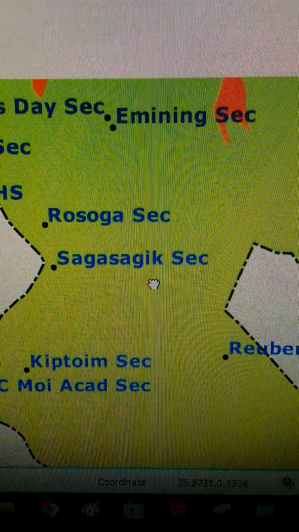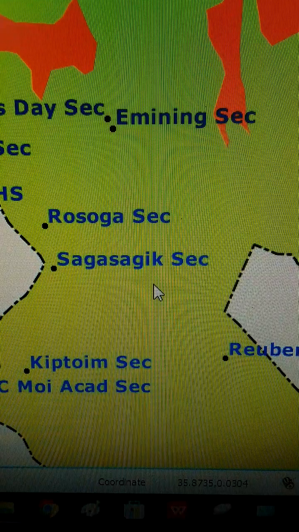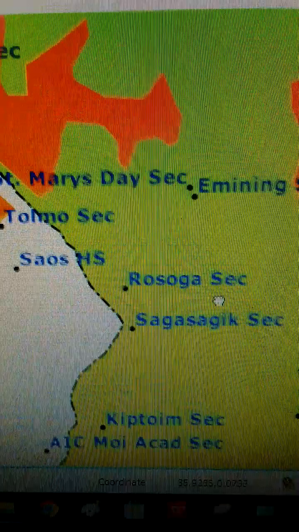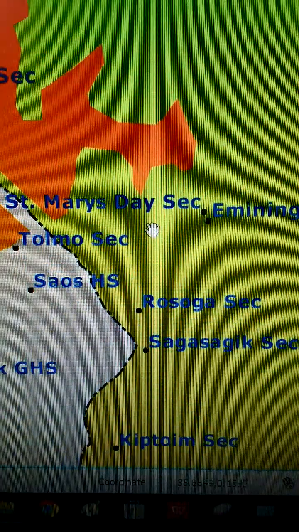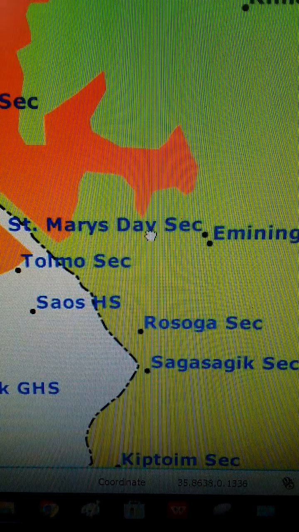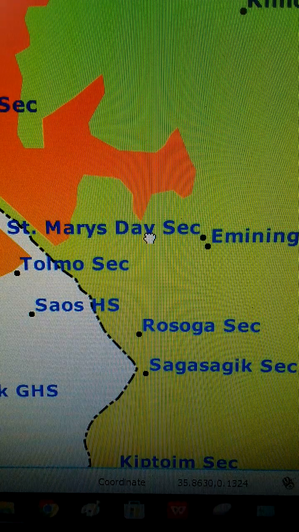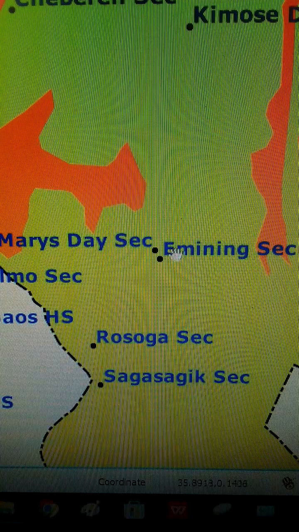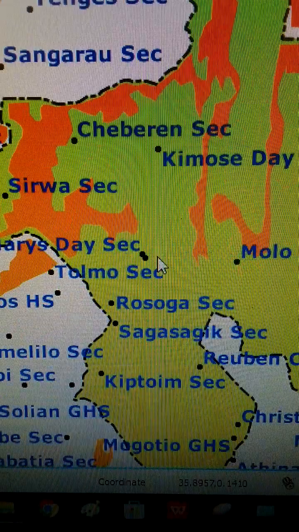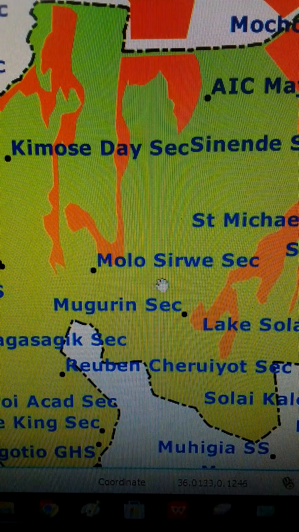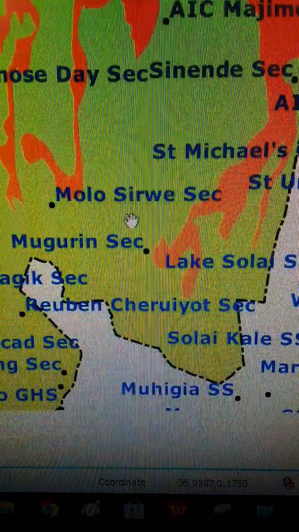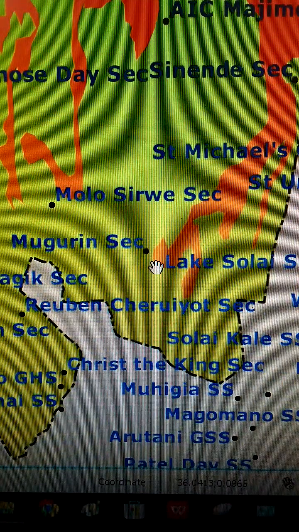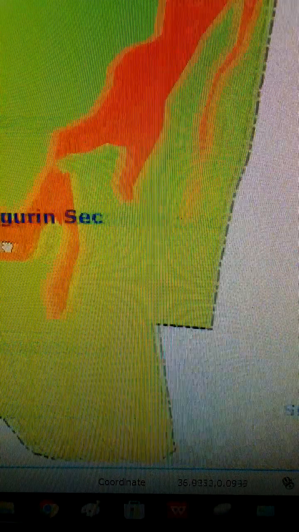Right. We have Sagik Secondary School, Rosoga Secondary School, and around this area we have St. Mary's Day Secondary School as well as Emining Secondary School. Let me zoom out to determine where to go. This is Molo Sirwe Secondary School, Mugurin Secondary School. Let me zoom in. Then we need to go to the north.